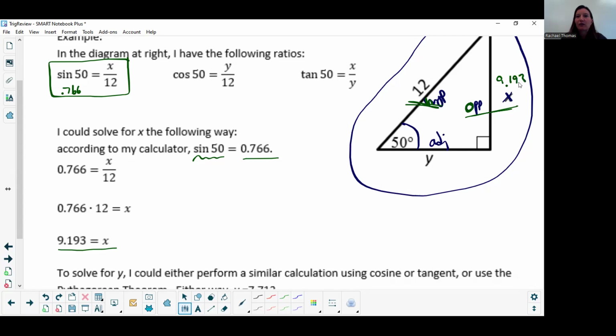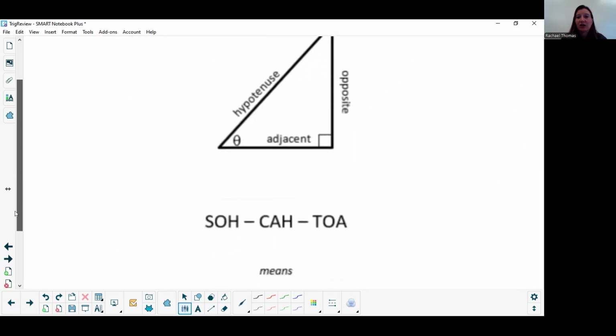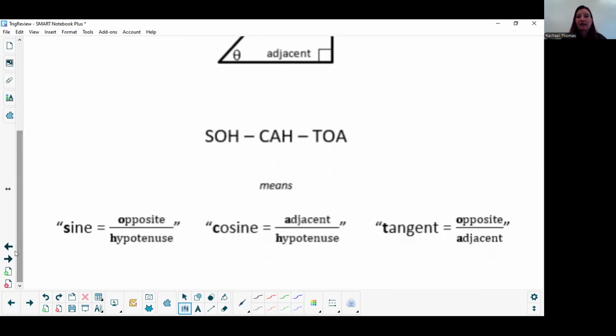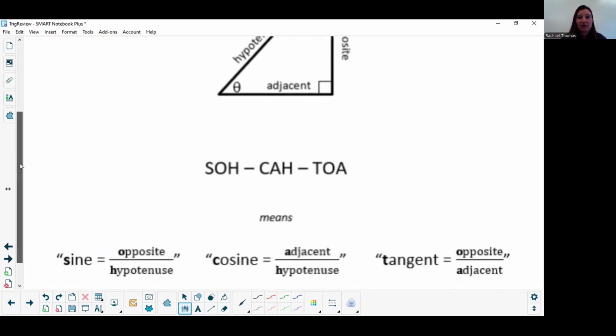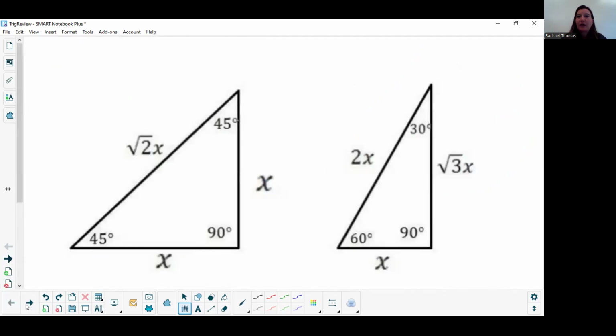Okay. So that was a quick overview of how to use right triangle trigonometry, or SOHCAHTOA. If you need a cheat sheet, here you go. SOHCAHTOA means sine is opposite over hypotenuse, cosine is adjacent over hypotenuse, tangent's opposite over adjacent. I'll scroll up to the picture again for a moment. There we go. And we also will want to know these concepts from geometry.